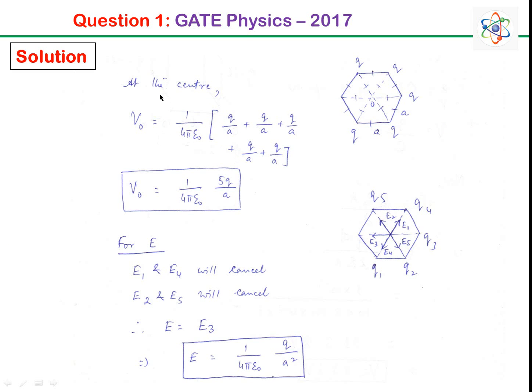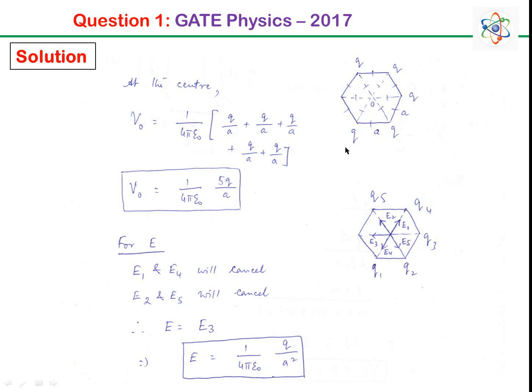So the solution to this question is like this. Now we have this regular hexagon and we have 5 charges which are located at the vertices of this regular hexagon, and each of the sides of this regular hexagon measures A. Now we know that for a regular hexagon all these angles are 60 degrees, and therefore the distance of each of the charges from the center will also be equal to A. So this distance will be A, this will be A, this will be A, this will be A, and this will be A.